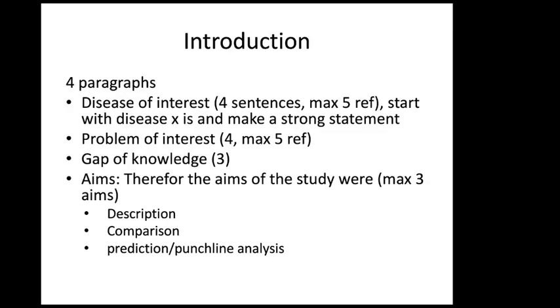So the first sentence starts with your disease of interest or condition of interest. And you now have 4 sentences total, including the first sentence, to describe why that is relevant. And I would highly recommend that you put a max of 5 references in here. And these references have to be contemporary and they have to be relevant, okay?